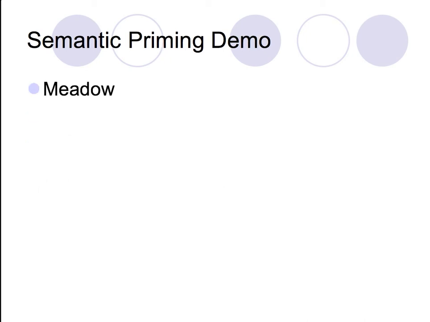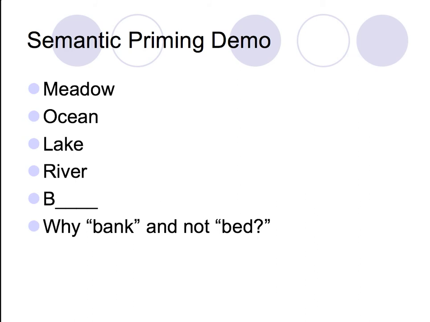Another example: meadow, ocean, lake, river. What's the word that comes into your head? Was it riverbed? Probably bank. I mean, bed is probably just as likely as bank to occur if I just said river, but given that we primed it with the word bank from the previous demo, very likely riverbank was what you were thinking of as well. So different things can prime the same word, but that's kind of how it works in the cocktail party phenomenon with your name being primed.